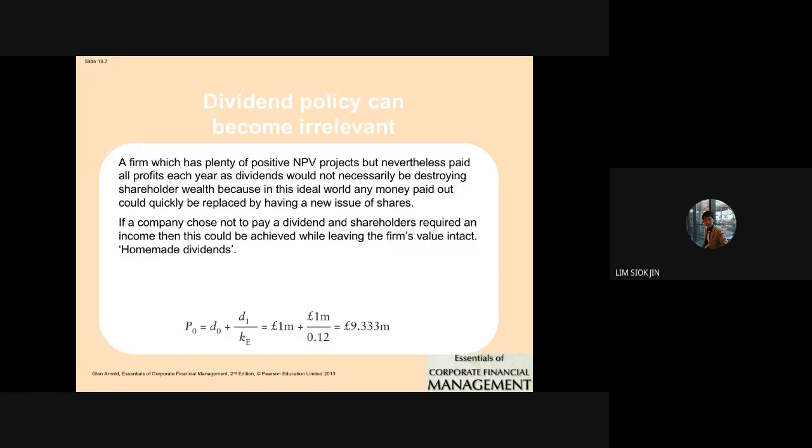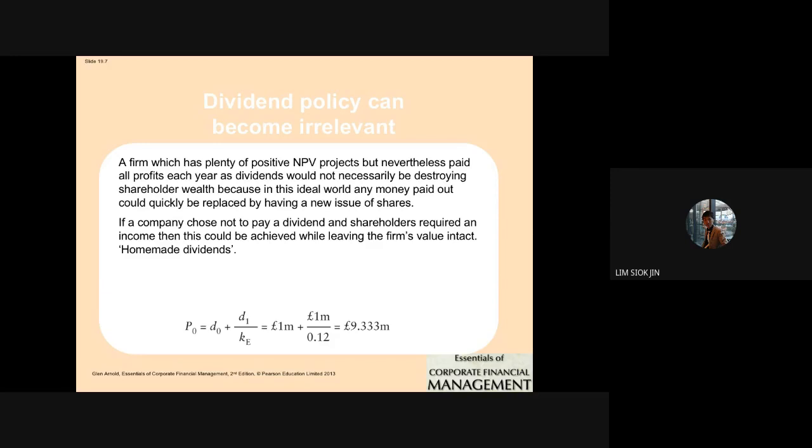All right, to understand even further, what and how dividend policy can be irrelevant, meaning dividend policy is not important. Now let's take a look at this example.